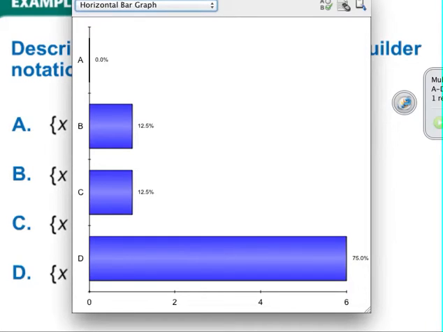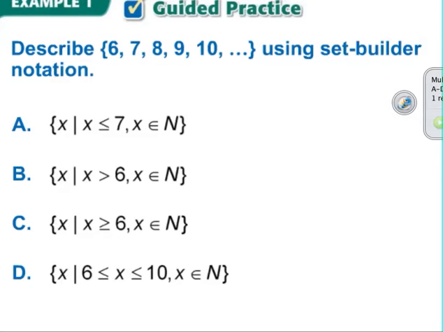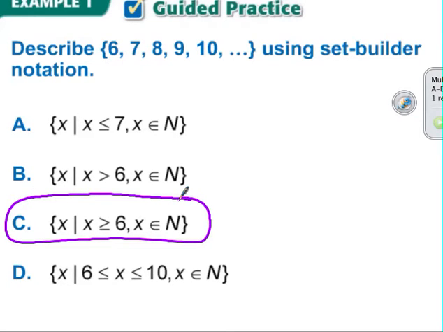So let's see what we got. Interesting. Who had C? That's right. C is the correct answer here. Why is C the correct answer as opposed to D? There's 3 little things that you missed.